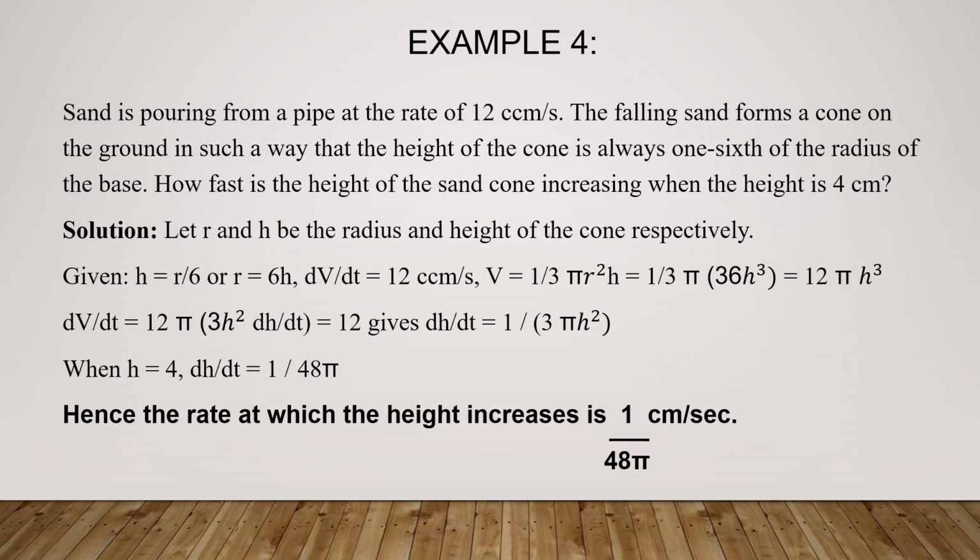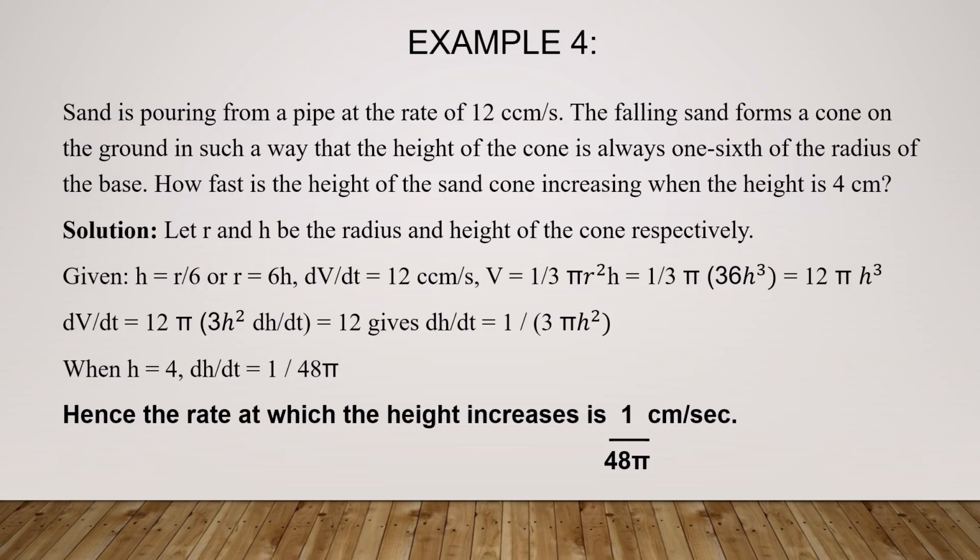What will be the formula? dV by dt is equal to, now since our volume is a function of only the variable h, it will be dV by dt is equal to dV by dh into dh by dt. What is dV by dh? dV by dh is 12 pi constant, derivative of h cube, it is 3h square into dh by dt. This is given to us as 12.